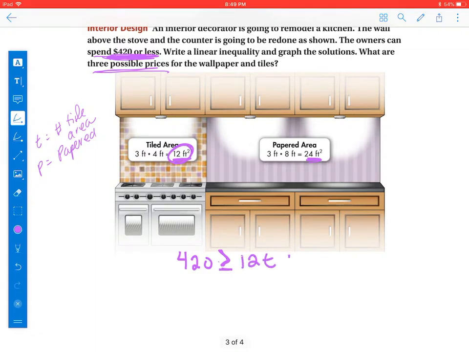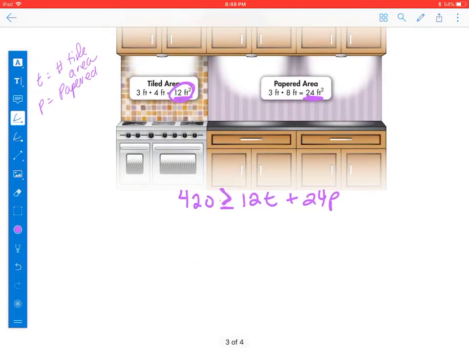Now our total that we're given for the tiled area is 12t plus 24, and our variable that we're using is p for the papered area. Now, either one can be our x and y axis if we were talking about it in terms of graphing this. We really need to just talk about it in terms from 0, our coordinate point 0, 0, because we really want to only talk about in terms of from the 0 area.